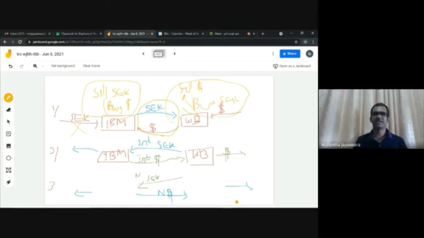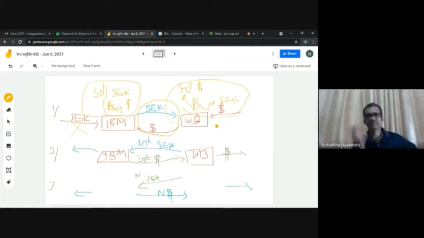So say a bank. So both of these are institutions. If one party is a bank and the other party is a corporate, the corporate might have the requirement to do this. The bank does not have the requirement, but the bank should be willing to do this.